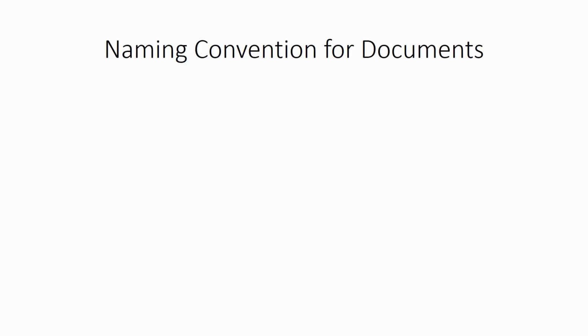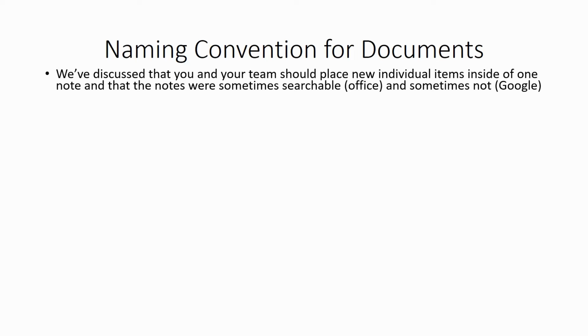Now in this video, we're going to be discussing using a naming convention for documents and files that you upload into Evernote in the team shared space. We've already discussed the fact that you and your team should place individual items inside of one particular note, and that those notes were sometimes searchable in the case of an Office document and sometimes they weren't in the case of a Google document.